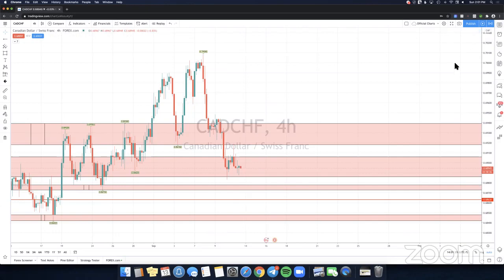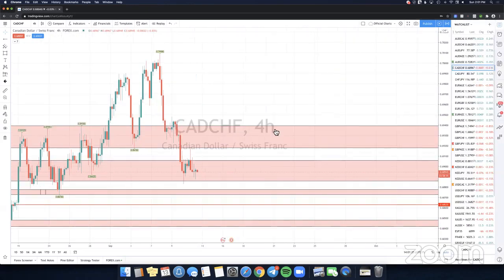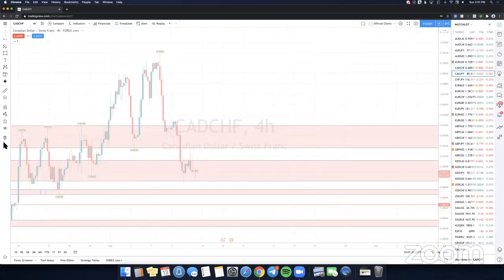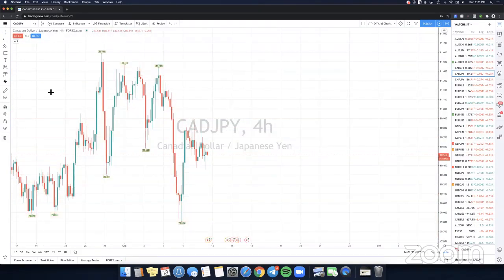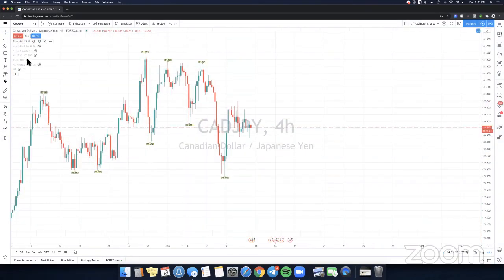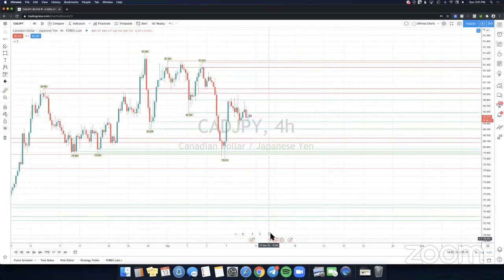So let's move on to the next pair. CAD JPY, do the same exact thing. Delete my zones. Turn on the K2SR version 2. Zoom out. There we go. Let's line these up.